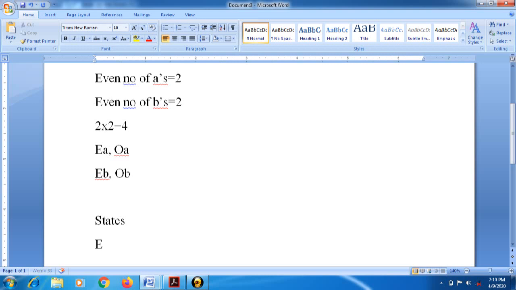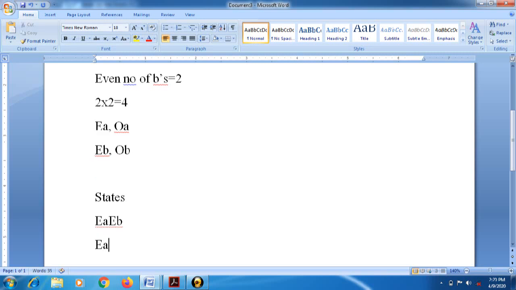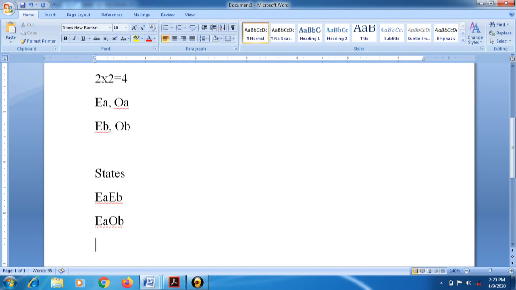EA EB, which means it's a starting as well as the final state. Then EA OB, then OA EB, and the last state is OA OB. So these are the total 4 states we have to consider. There are two inputs. First one is A, and then second one is B. So we have to consider both the inputs.